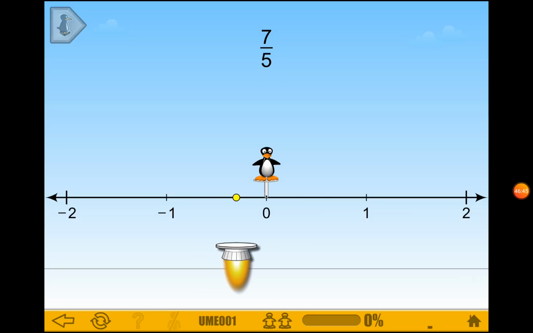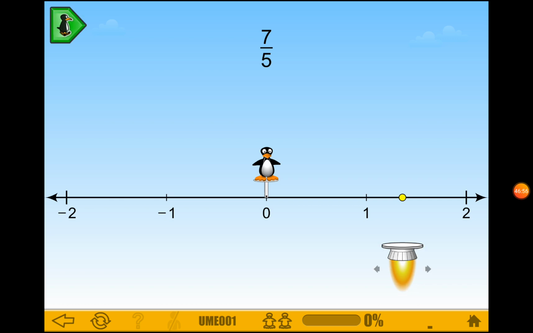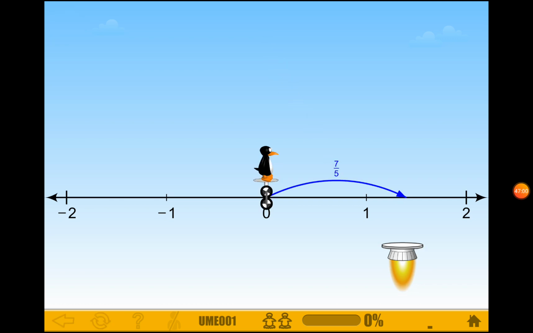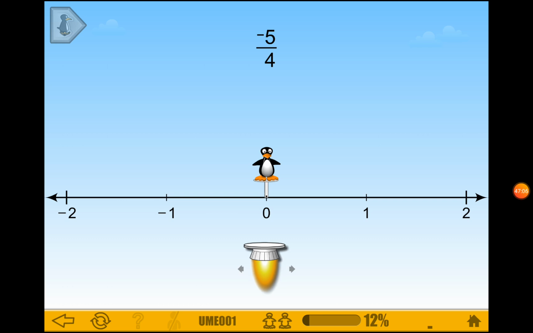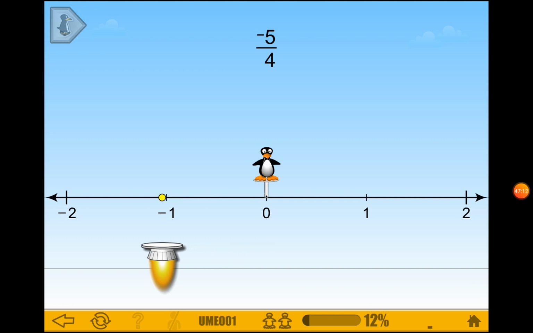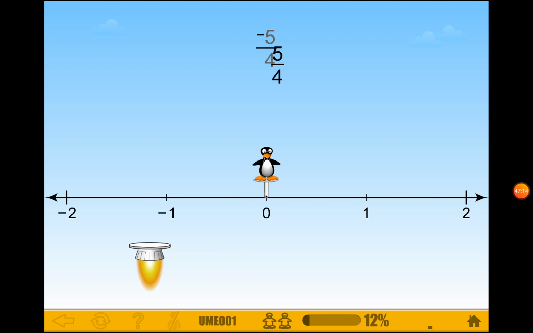Oh, this again, estimation. 7/5 is around, so this is 5/5, then 6/5, 7/5. Somewhere right there, I guess. Yep. So this is kind of like estimation. So negative 5/4. So if this is negative 4 before, then negative 5/4 is probably like right there.